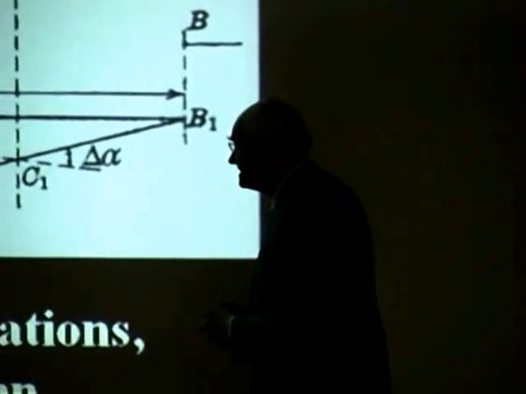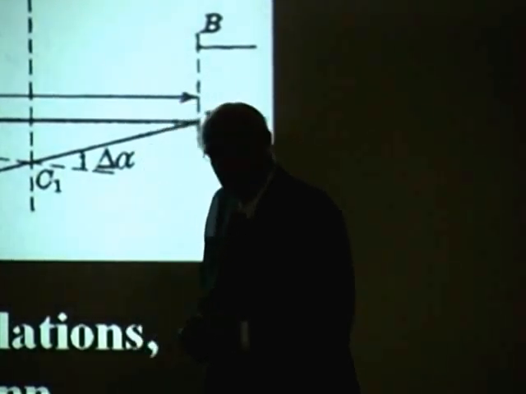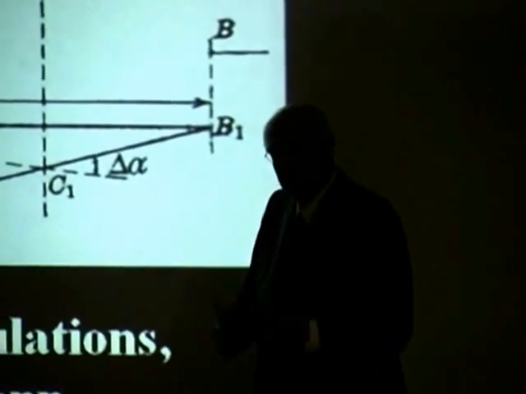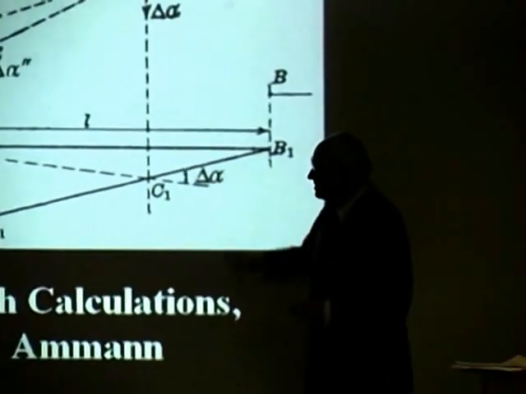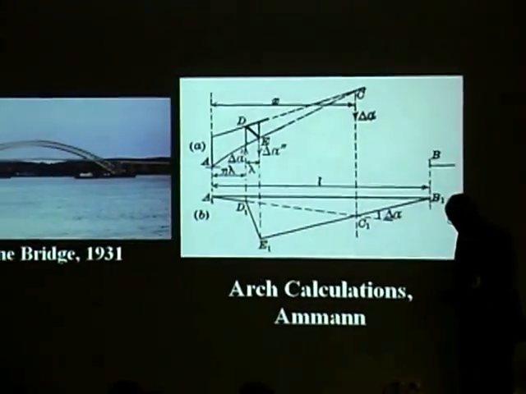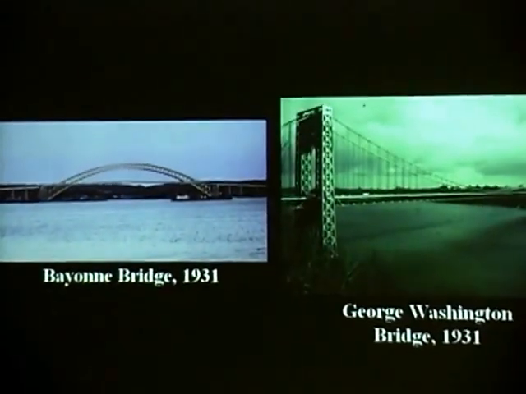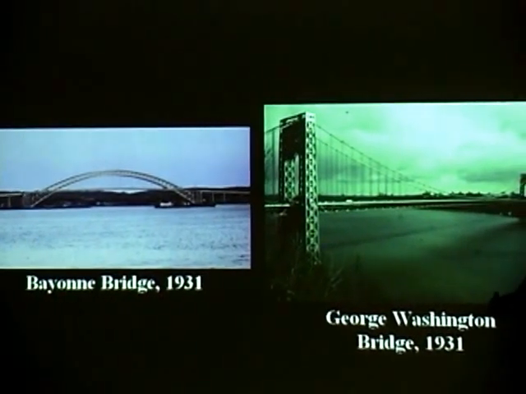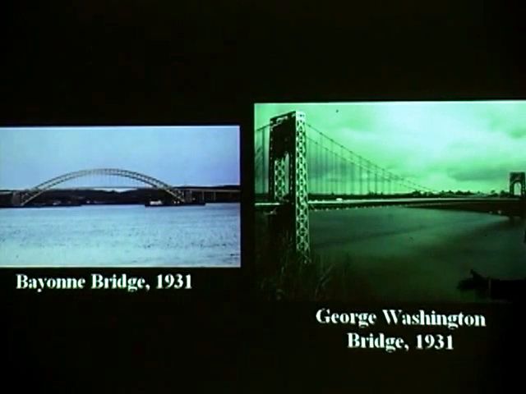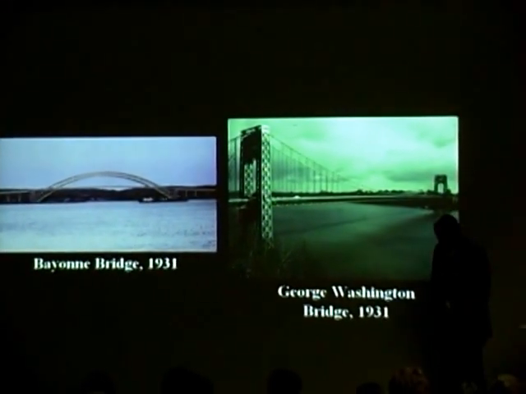And next slide is the Bayonne Bridge of 1931, which was designed by Ottmar Amann. That's what these calculations are for, which comes right out of his studies with Wilhelm Ritter. This was the longest spanning arch in the world when Amann designed and supervised the building of it. And next slide is the George Washington Bridge, which was the longest spanning bridge by a factor of 2 of any type in the world when it was completed in 1931. And these are the first 2 bridges that Amann designed on his own. Pretty good start for a career.